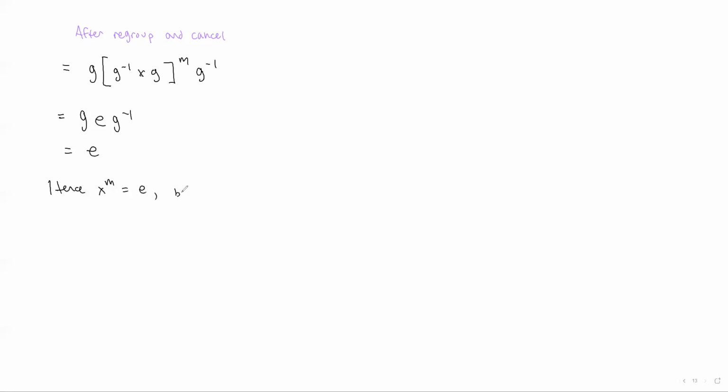So after you regroup and cancel, you get G inverse XG to the power of M times G inverse, which is just G inverse, which is just E. Hence, X to the M is equal to E, but 1 is less than M is less than N, which contradicts the order of X being N.